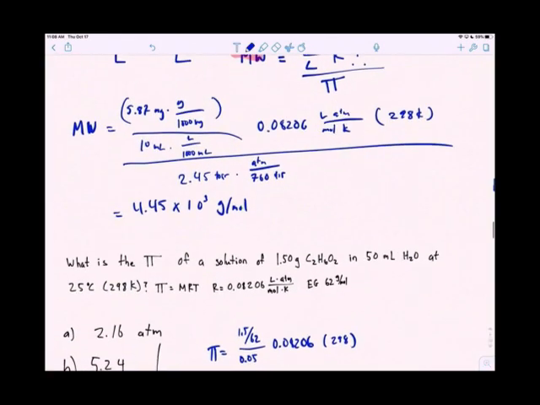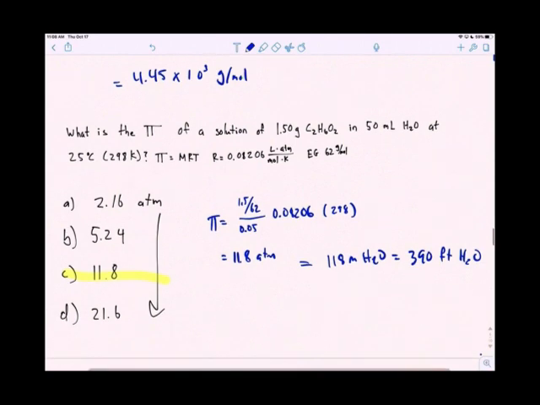Okay. So this is if you want to try, what is the osmotic pressure of a solution of 1.5 grams ethylene glycol in 50 milliliters of water at 25 degrees Celsius? And that's 11.8 atmospheres. So remember, an atmosphere corresponds to 33 feet or 10 meters. So that's 118 meters. That's over 300 feet, right?